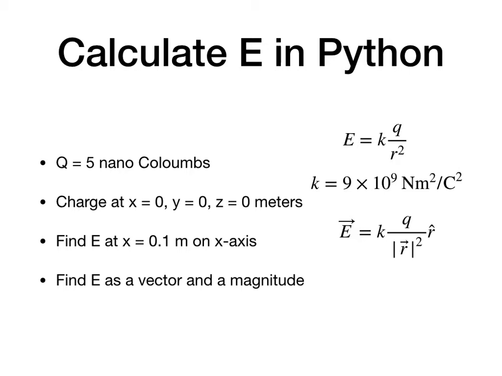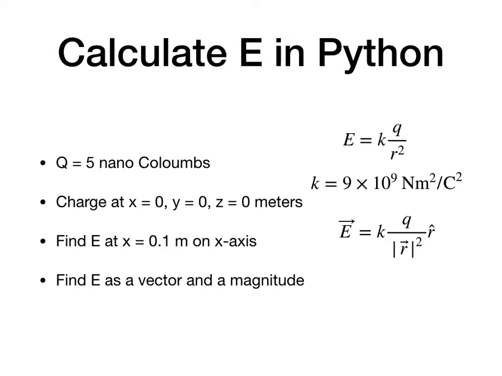What is the electric field on the x-axis at 0.1 meters away from the origin? So you could do this problem on paper, and you should. Okay, pause the video and do that, and then write it as a vector. You can think about what direction this electric field should be in. You can do the whole thing.